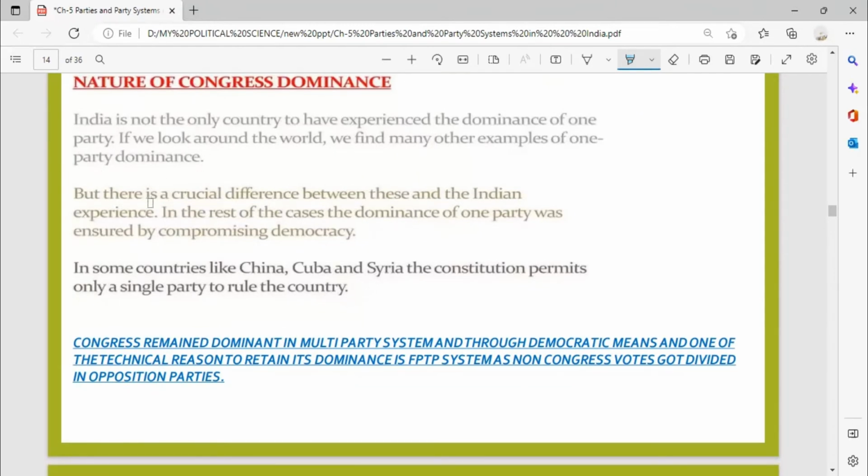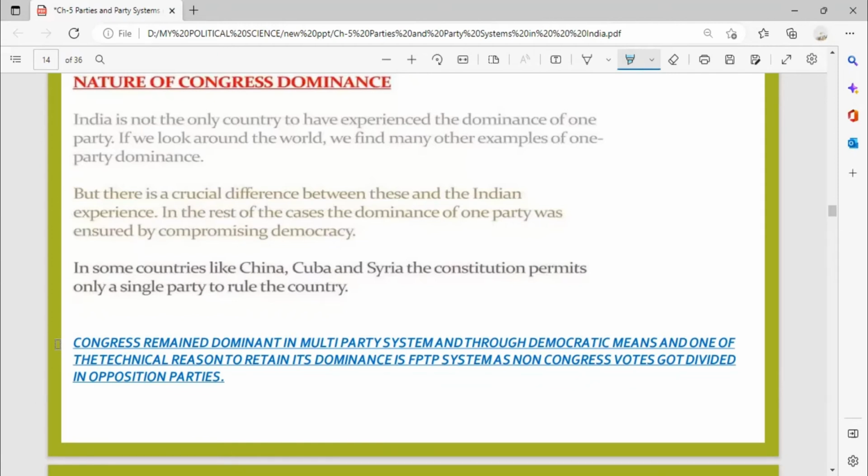But there is a crucial difference between these and Indian experience. So Indian experience of Congress dominance, it's not one party system. It was a multi-party system where every party was given the opportunity to contest elections and win the race. But every time it was the Congress which won because of its nature, or you can say its wide base or popularity among the people.